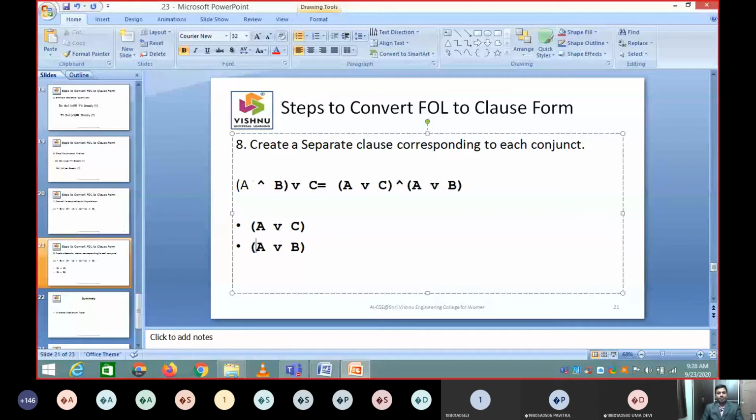So this is what it is. Create a separate clause corresponding to each conjunct. Two conjuncts are there here, so these two are the separate clauses for each conjunct. So this can be taken as a statement, and you can apply this in resolution.